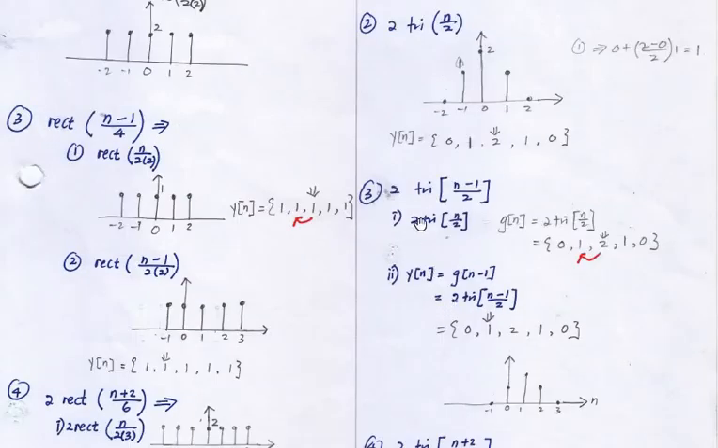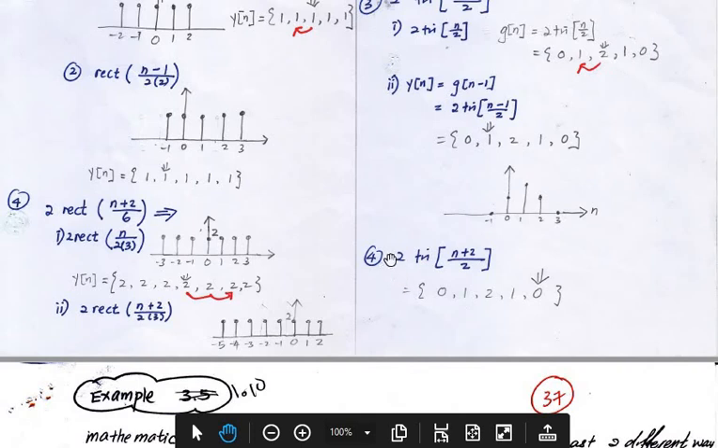Again, what will the signal look like if you have 2 triangular n minus 1 divided by 2? So again, first of all, you need to change to n over 2 first. You need to draw this one first. Okay, 2 triangular n over 2, you get 0, 1, 2, 1, 0, origin at value of 2. So n minus 1 means that it's a delayed version. You shift the signal 1 unit to the left. Okay, you shift the origin 1 unit to the left, you get this one.